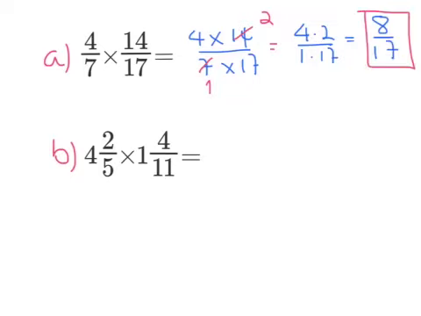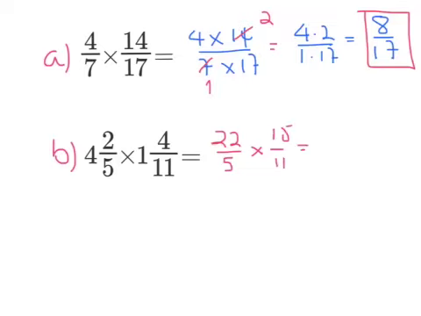Now, the second example here, as you can see, is the product of two mixed numbers. So the very first step is to simply change them into a couple of improper fractions, right? So the first one is 5 times 4, which is 20, plus 2, it'll be 22 divided by 5. And the second fraction will be 11 times 1 is 11, plus 4, 15.